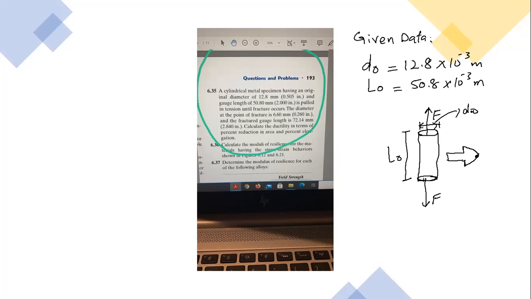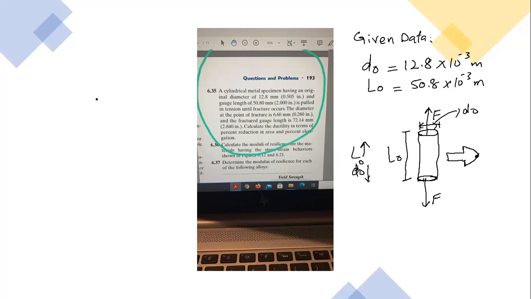After we give it this tension, Hamza, what will happen to the diameter when we apply the force? Okay, so L will increase, and what about D? It will decrease. Yes, so D naught will decrease and L naught will increase, right?